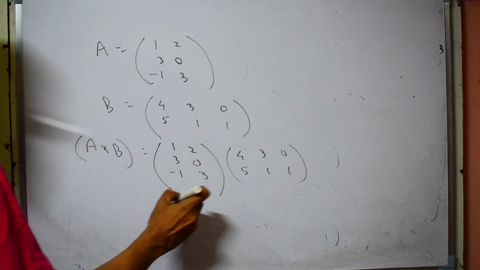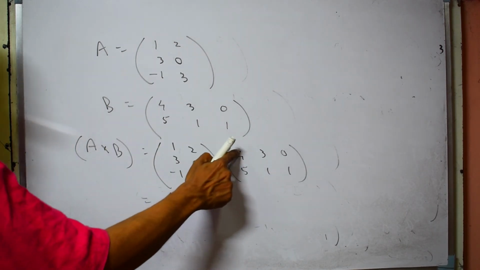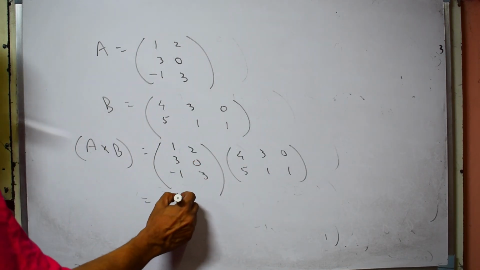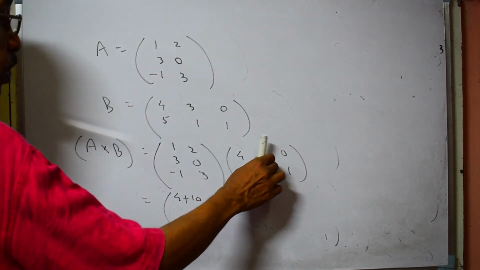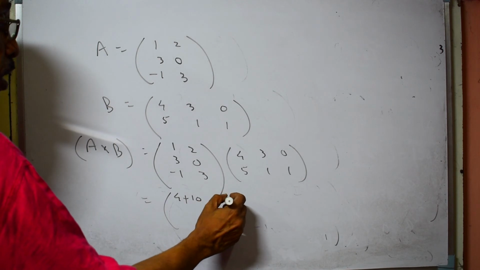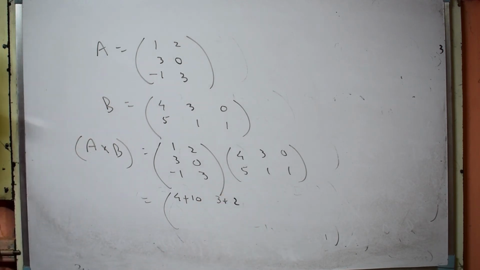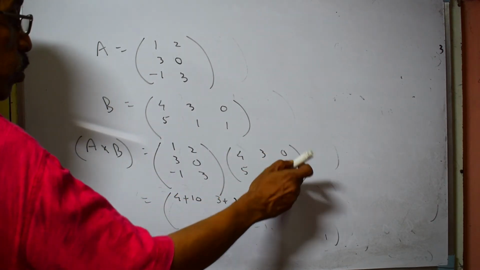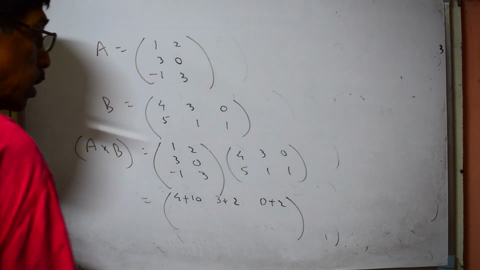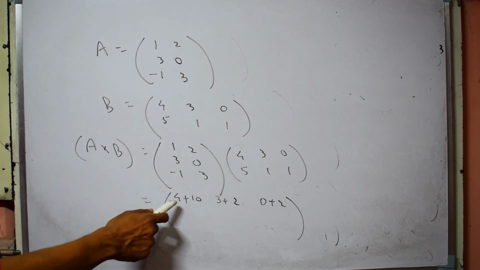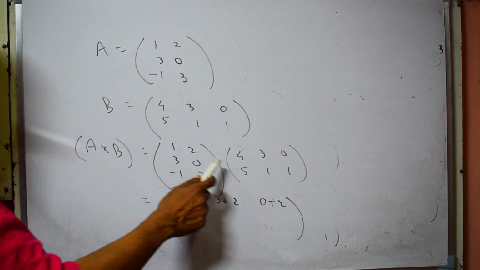First row, first column: 1 2 will be multiplied with 4 5, that is 4 plus 10. 1 2 is multiplied with 3 1, that is 3 plus 2. 1 2 is multiplied with 0 1, that is 0 plus 2. This is the first row multiplied with the first column, then the first row multiplied with the second column, the first row multiplied with the third column.